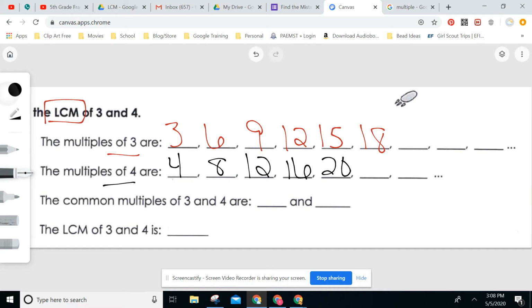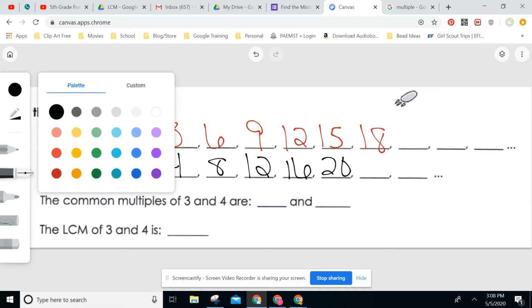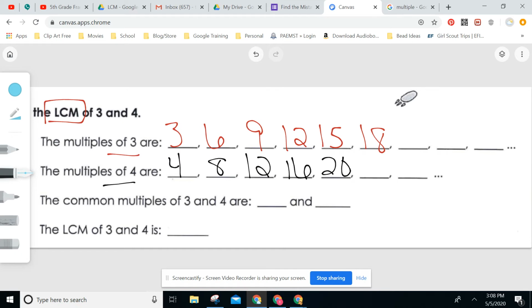So let's look for common multiples. These are multiples that appear on both lists. I can see that 12 appears on both lists. As of right now, I would have to go farther out to get additional ones, but I know that 12 is a multiple that appears on both lists.